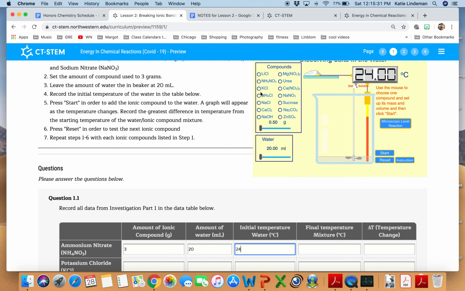Okay, so I'm going to select ammonium nitrate, toggle this to 3, and then click Start in order to add the ionic compound to water. A graph will appear as the temperature changes, and we want to record the greatest difference in temperature from the starting temperature of the water and ionic compound mixture. Okay, so click Start.